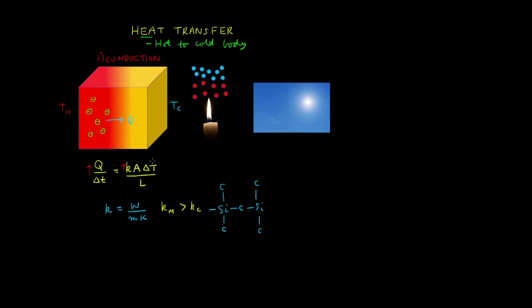Now the next quantity we look at is the cross-sectional area. So heat's going to flow through the cross-section of the material. So this rate of heat transfer can be interpreted as a heat flux, which flows through some area. And the larger this cross-sectional area, the larger the rate of heat transfer, which also makes sense.